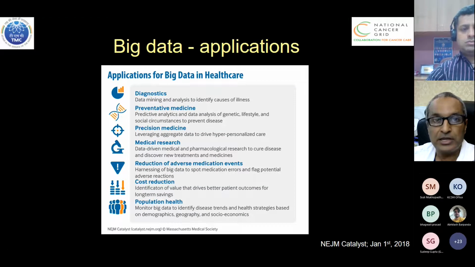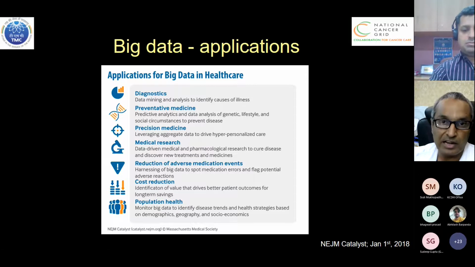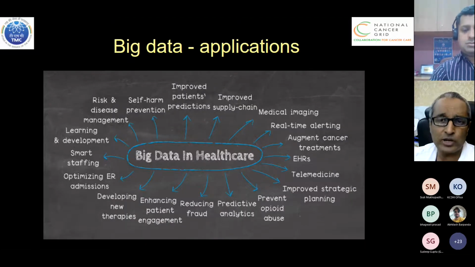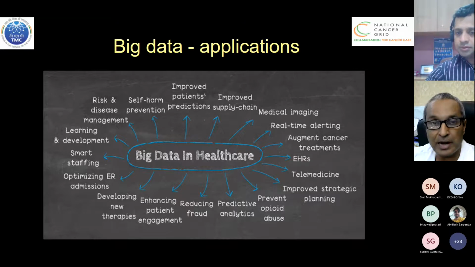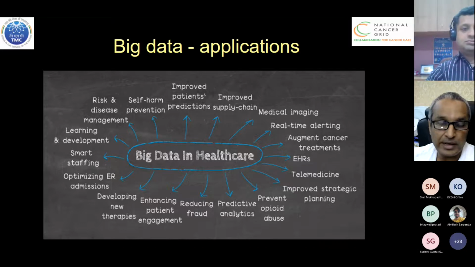I don't want to go into too much depth about the possible applications of big data, but if you look at all the areas of health and healthcare, starting from preventive medicine to diagnostics to precision medicine, research, adverse event monitoring, reduction of costs, and population health, there are several examples that we've had from big data that very easily plug into these problems, which are very real life problems as well. And going into more granular data, looking at medical imaging, going to as mundane tasks as improving supply chains, which came into the forefront with the COVID pandemic, when there was a universal shortage of various drugs, personal protective equipment, masks, and so on. And going on to other applications like self-harm prevention, mental health, smart staffing of healthcare providers, reducing fraud, especially with insurance claims, and so on.